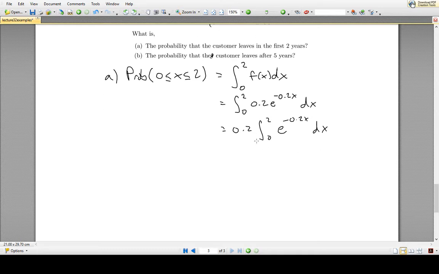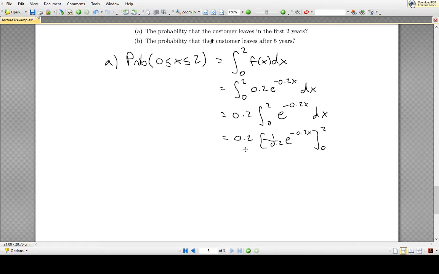And now I just carry out this antidifferentiation. I get 0.2 times the antiderivative, which is 1 over 0.2 with a negative in front, e to the negative 0.2x, and I need to evaluate this between my endpoints, which are 0 and 2. So if I go ahead and do that, I get 0.2 times, let's plug in the 2, negative 1 over 0.2 e to the negative 0.4, because I've multiplied 0.2 times 2, minus what I would get if I plugged in 0.